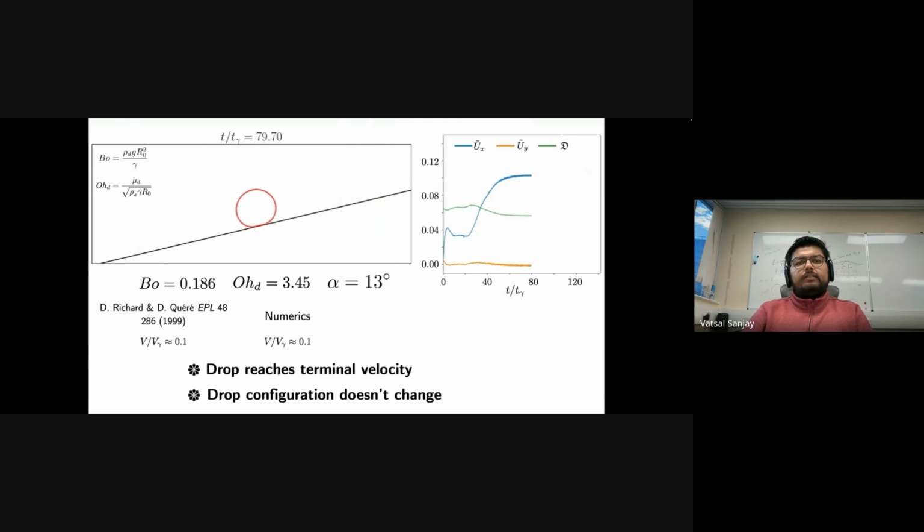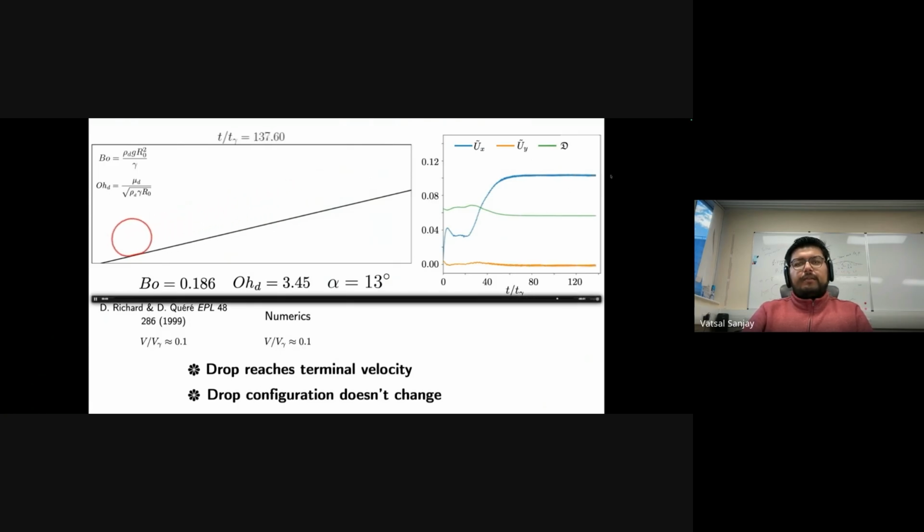And of course, as I mentioned, the drop does reach a terminal velocity, as you can see from the plateau over there, and the drop configuration does not change. This you can also notice by looking at the green line over there, where this d is basically a function of the shape of this droplet, which also saturates to this constant value.